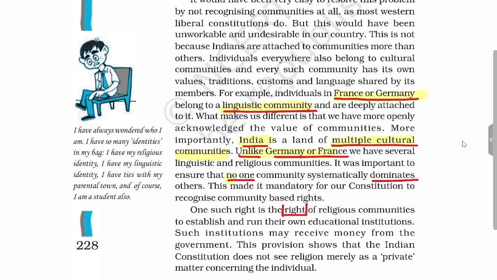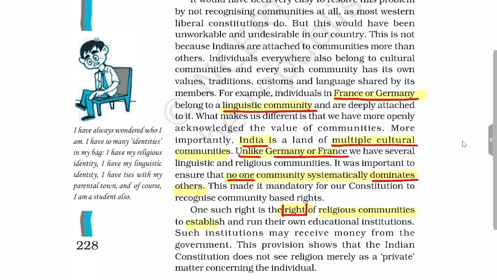So, the Constitution of India has provided religious rights to several religious communities to establish and run their own educational institutions. Government can also give them grant, and government does not see religion, as in the West, as a matter of private concern to the individual.